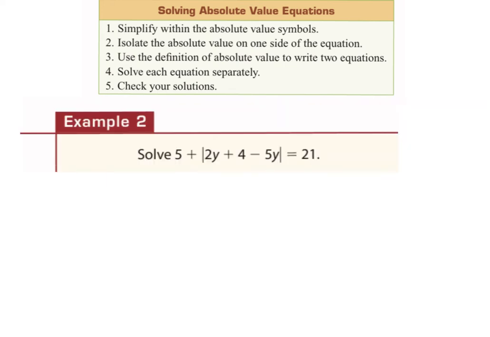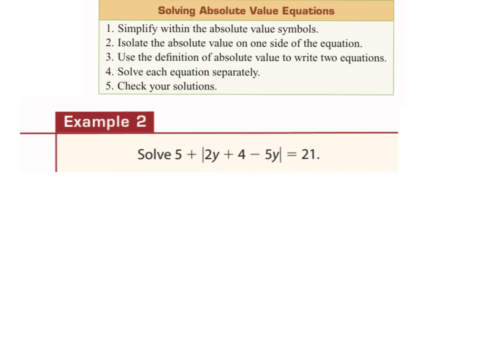So let's look at this next one. What is the difference? Well, first of all, I have multiple things within this absolute value, one set of them being like terms. That's one difference. I also have something on the outside. According to these steps, I'm going to simplify this inside, and then I'm going to move this 5 out of the way because I want the absolute value by itself, and then I'm going to set up two equations. So you want to simplify first and then set up your two equations.